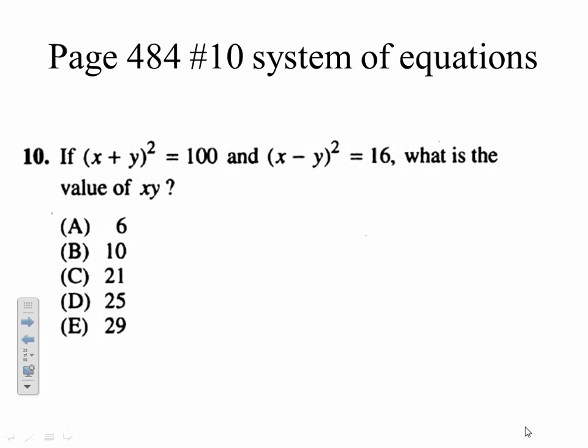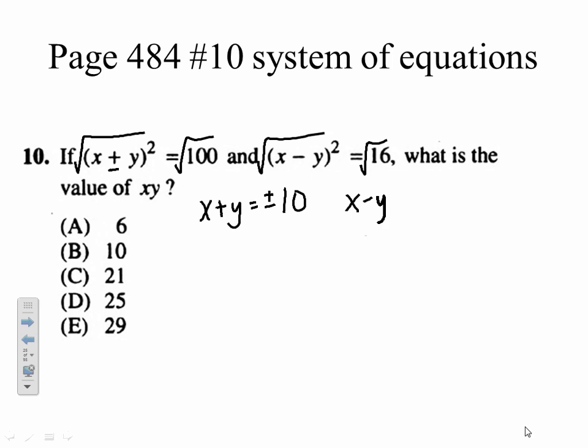Okay, so for this problem, you have these squares. This one is not the difference of two squares, so you can just take the square root of each side and you'll get x plus y equals, technically, plus or minus 10, because 10 is the square root of 100. And for this side, you can also take the square root. So you get x minus y equals plus or minus 4. What is the value of xy?